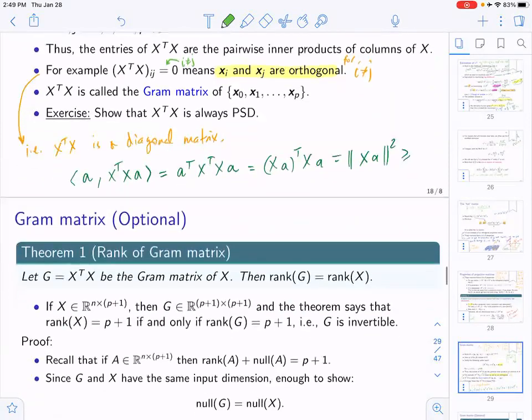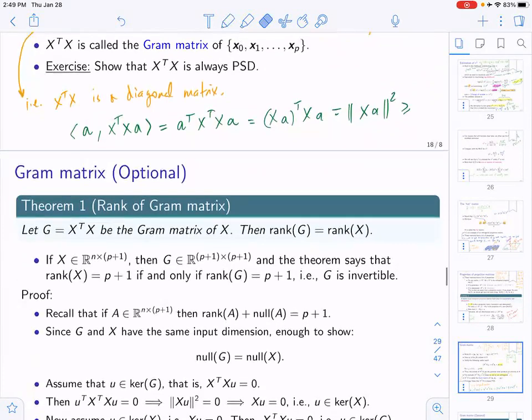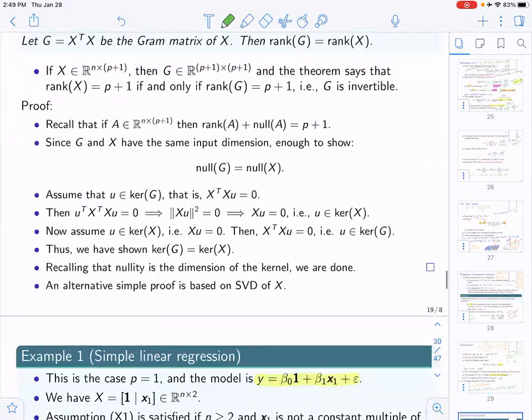Maybe one last piece is that the rank of the gram matrix is the same as the rank of the X that's generating it. That helps us when we invert this. We wanted to invert this at some point. If you assume that X is full rank, then this is full rank, and because it's a square matrix, it's going to be invertible. There's a little optional argument that proves this. Okay, so I'm going to skip this. Any questions about this?